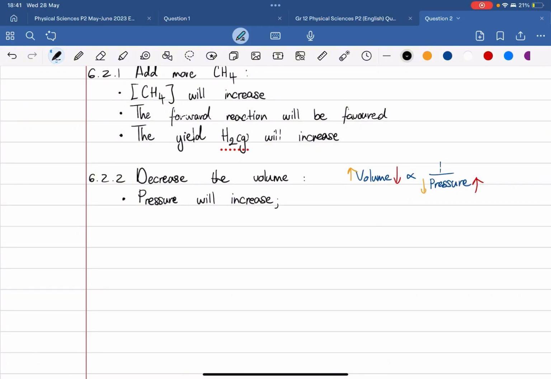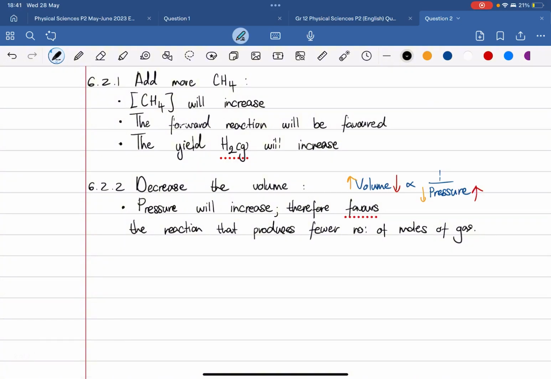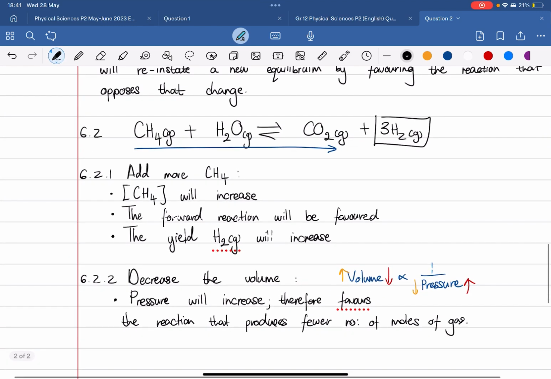And an increase in pressure, therefore, according to Le Chatelier's principle, favors the reaction that produces fewer number of moles of gas. So that's according to Le Chatelier's principle, that an increase in pressure will favor the reaction that produces fewer number of moles of gas. Okay, so how do we know that? How can we figure that out?